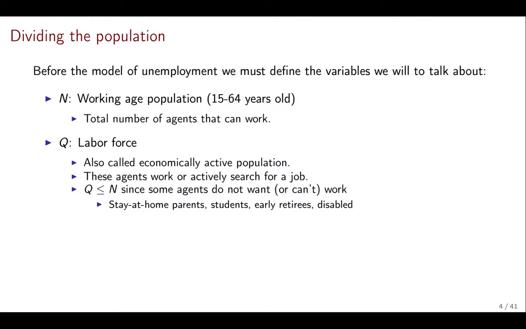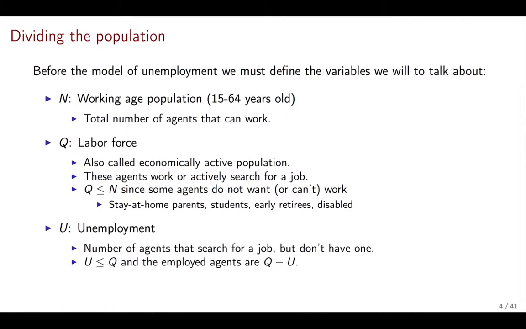Now, it is less also because some agents do not want to work or cannot work. Examples of these are stay-at-home parents who might want to just stay at home, take care of their families, and this is a vital service they provide, and so preferring to do that they do not work. Students often do not work or do not search for a job if they can just devote themselves to their studies. You also have early retirees or disabled people for whom, for whatever reason, cannot work and are no longer searching for a job.